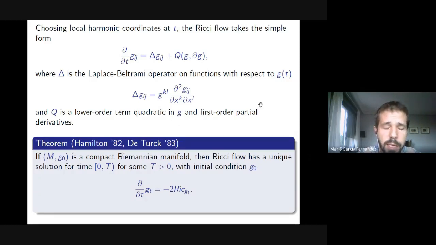Then the very basic result by Hamilton and DeTurck, which tells you that this equation has to do with nice geometry on manifolds and can be implemented on any compact manifold, is the following. If you have a compact Riemannian manifold, then a solution of Ricci flow exists and is unique for some time t bigger than 0, in the interval 0 to t, with initial condition g0. As I said, we have this sort of heat type equation.